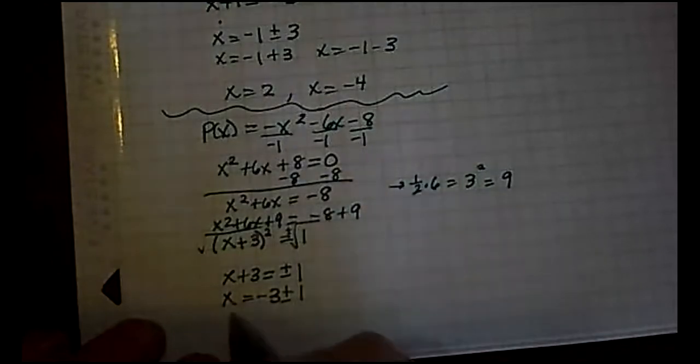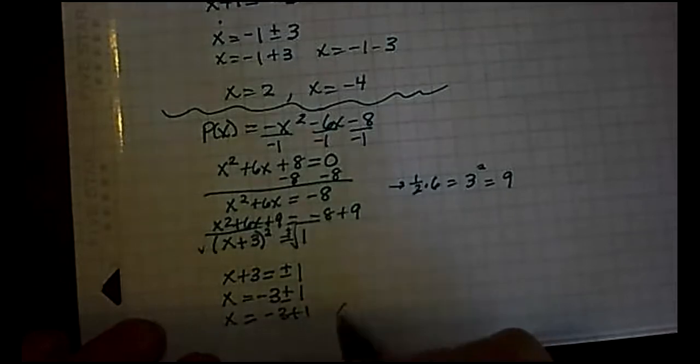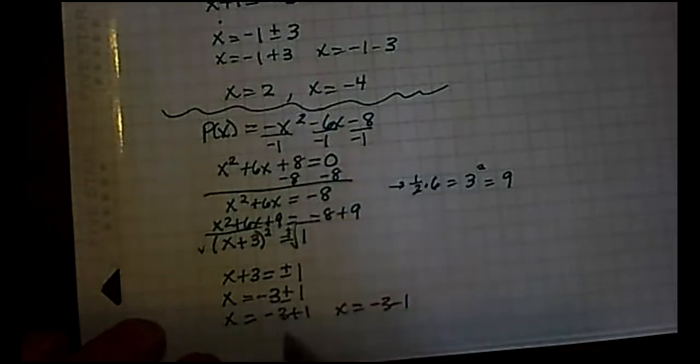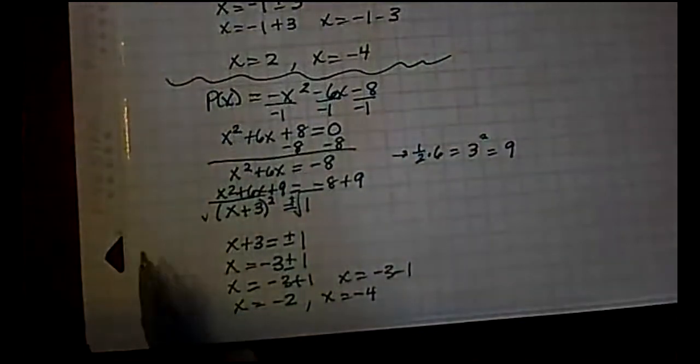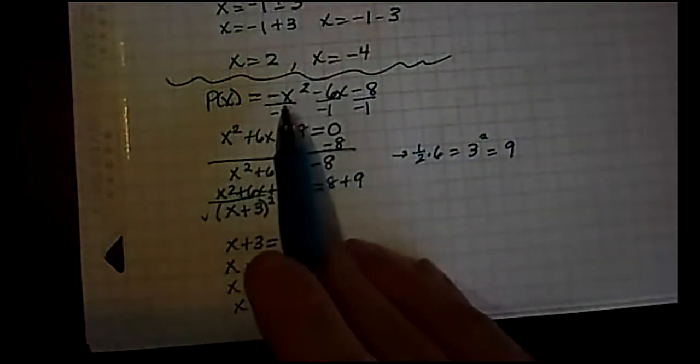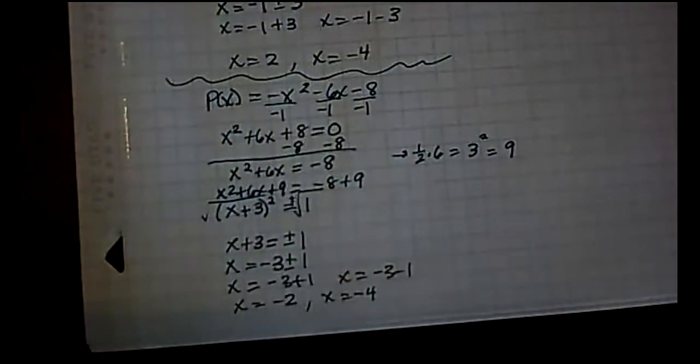And we're going to get that answer of x is equal to -3 plus 1, and x is equal to -3 minus 1. So x equals -2, and x equals -4. So you can go ahead and put this original equation, x squared minus 6x minus 8, into your calculator and see if it crosses the x-axis at those 2 points.